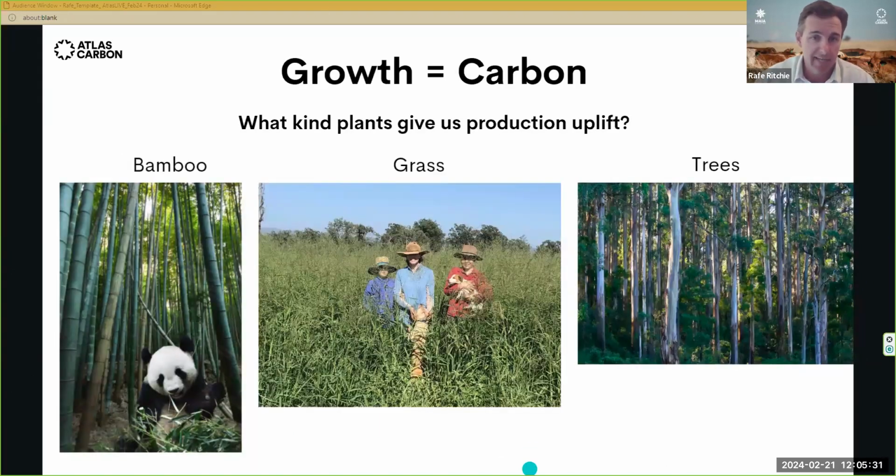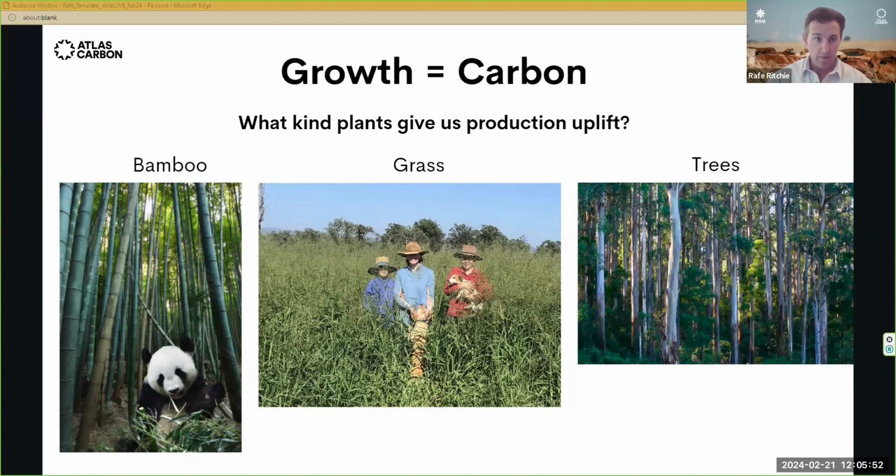This is my favourite one. Growth. We need to grow grass or grow something to put carbon down. As we know, bamboo is the fastest growing plant in the world. Ironically, it's a grass, but anyway, it's the fastest growing plant, but we can't really use bamboo across a lot of Australia.